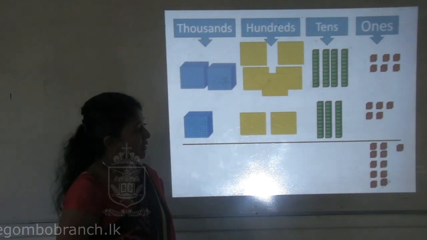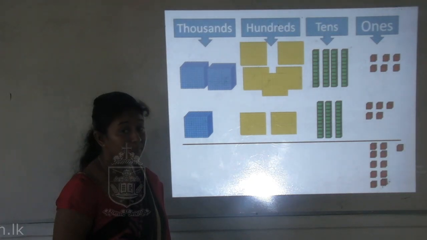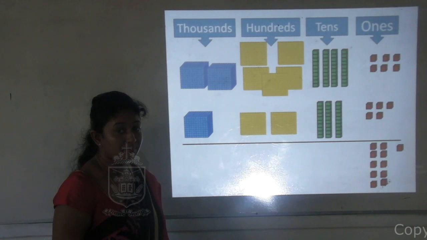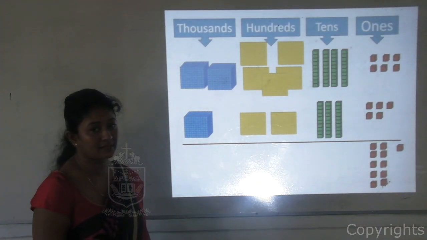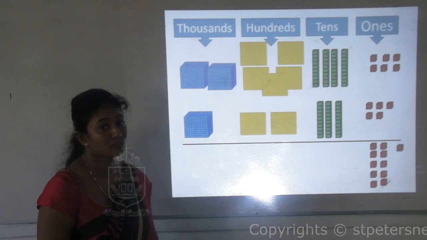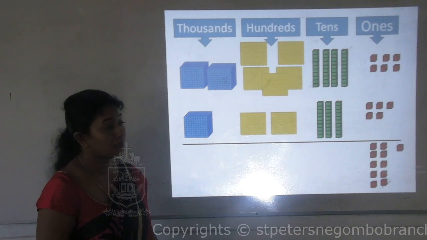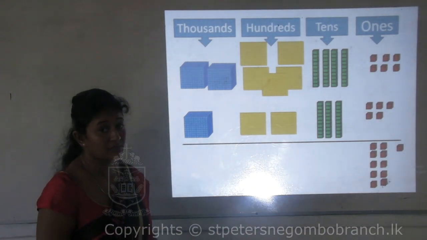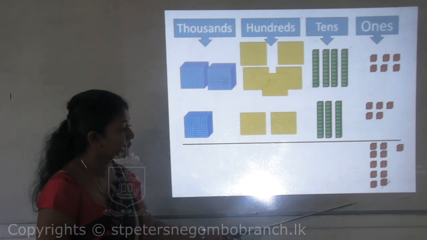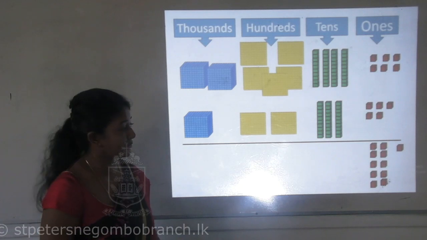Yes, there are 11 blocks, but we have a problem. Do you know that? We cannot keep 2 digits in one place. Number 11 has 2 digits. So, my dear students, we cannot keep that. Do you remember our place house? We keep only 1 digit in each place. So, we have to see that.